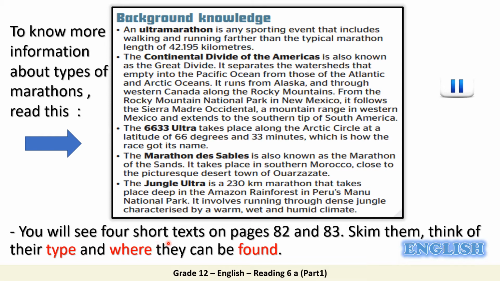You will find 4 short texts on pages 82 and 83. These short texts are about 4 world famous marathons. They are Continental Divide, 6633 Ultra, and please pay attention to the pronunciation of this marathon because it's French, and in French it is pronounced Marathon des Sables, okay, which means Marathon of the Sand. Okay, it takes place in southern Morocco. We'll read about it. The 4th and last one is Jungle Ultra.